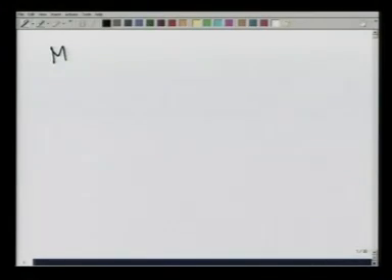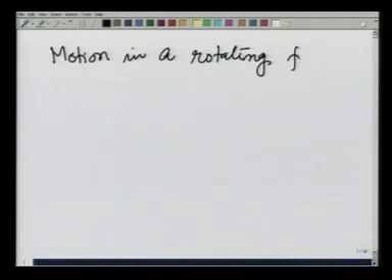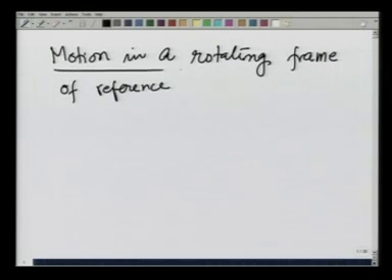So, motion in a rotating frame of reference. A rotating frame of reference also is a non-inertial frame, and it is important to deal with it because our earth itself provides a rotating frame, and therefore its effects are significant when long distances are traveled over the surface of the earth.